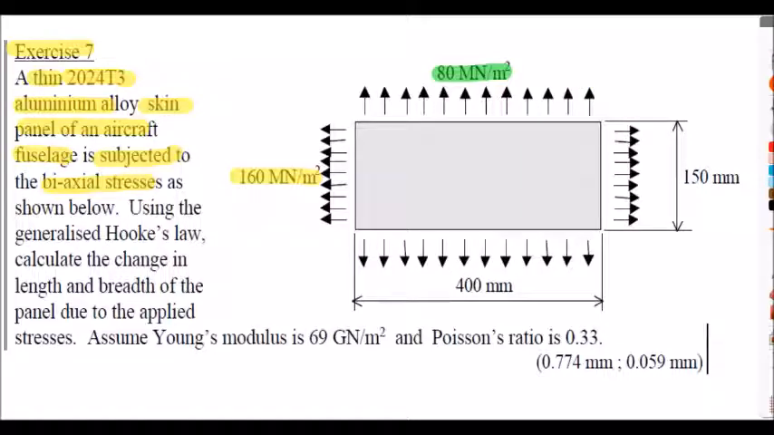So we're asking the question to use generalized Hooke's law to calculate the change in the length and the breadth of this panel. We're told to assume that the Young's modulus is 69 giganewtons per meter squared and the Poisson's ratio is 0.33. We're given some geometry here. We've got the dimensions. It's 400 millimeters length and 150 millimeters wide. So let's have a look at this, see if we can analyze this together.